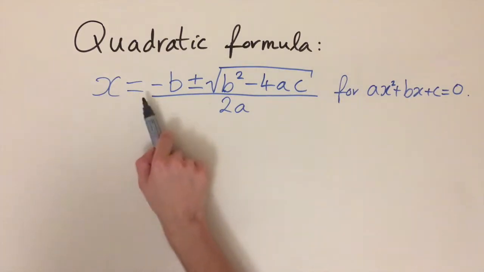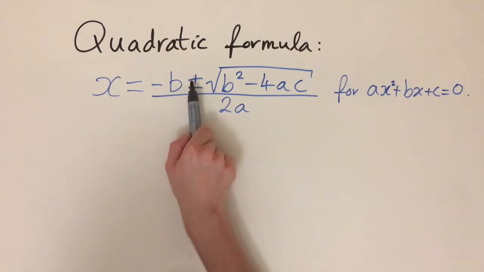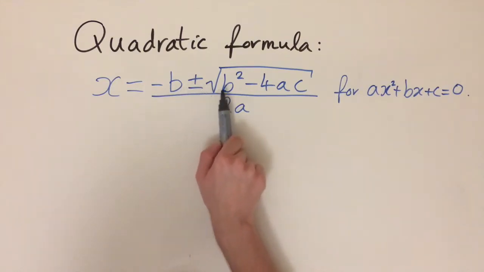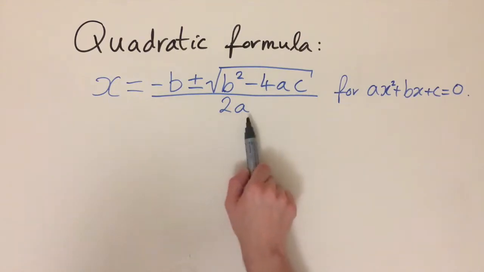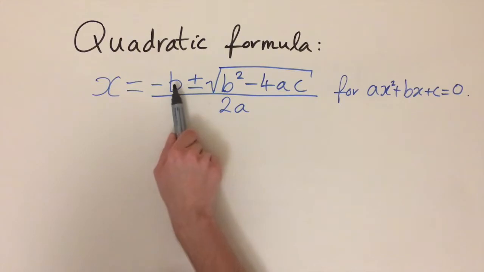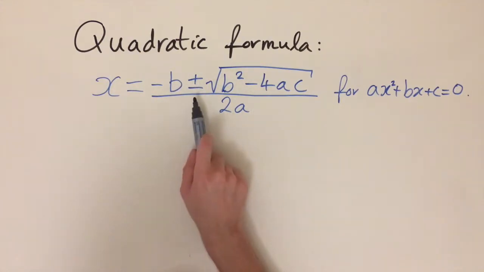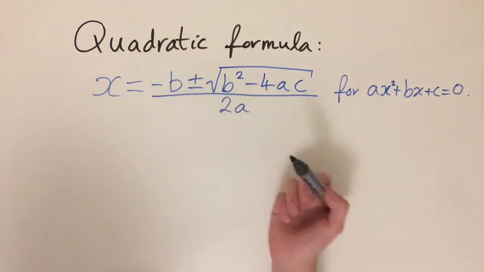So this basically says that the solutions are x equals minus b plus or minus the square root of b squared minus 4ac, all divided by 2a. So the plus or minus tells you that there are two solutions, both the plus version and the negative version. So let's go through some examples of how to use this formula.